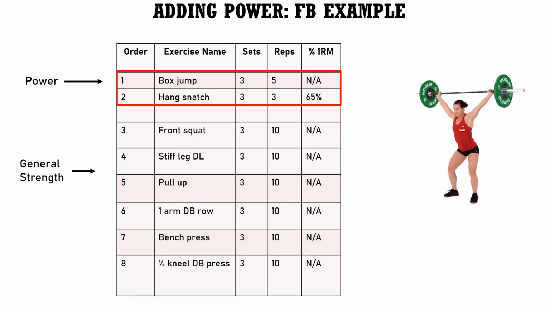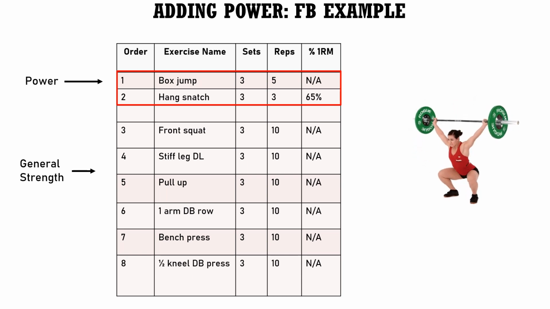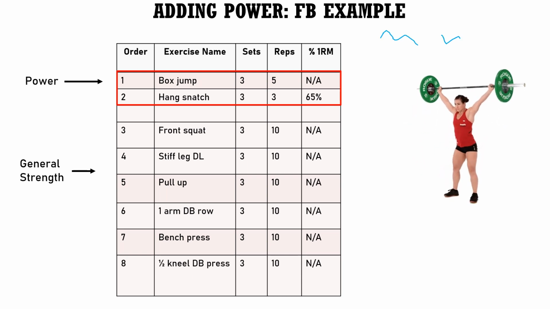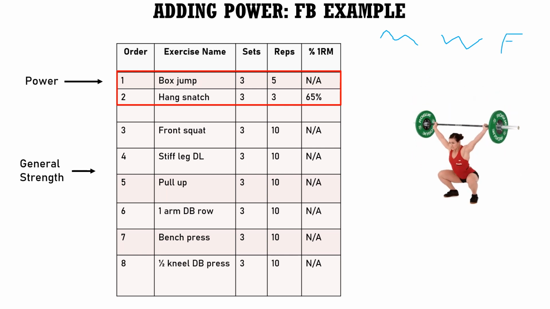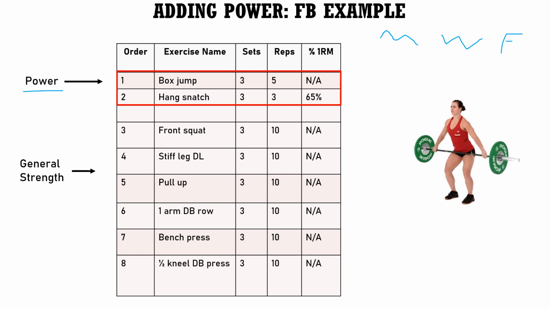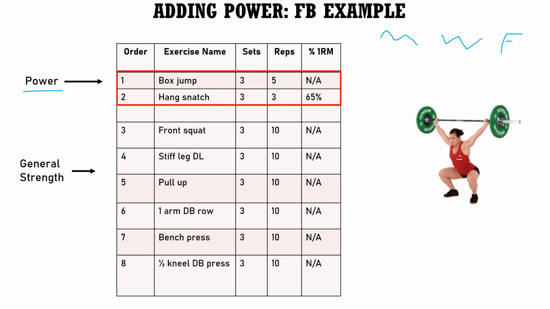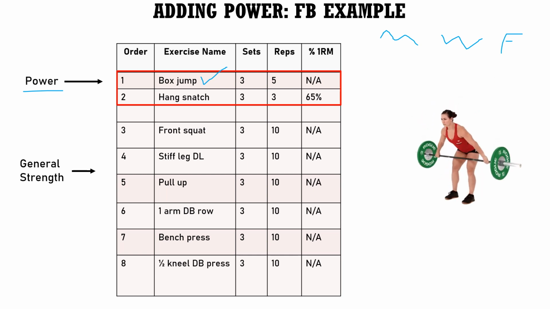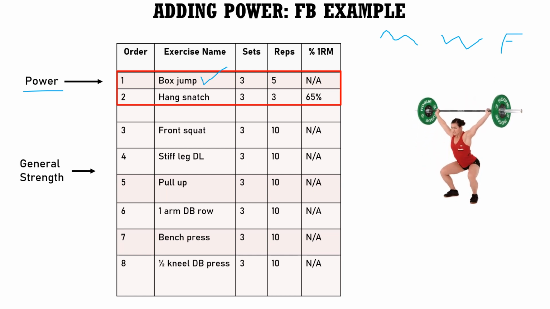This is an example of how we can add power to our full body program, and this program could be repeated on Monday, Wednesday, and Friday. Early on in the session, of course, right after the warm-up, we're going to get our power work in while the nervous system is nice and fresh. We'll start with the light implement power. In this example it's a box jump. It's just a body weight type of thing, and we're going to do 3 sets of 5.